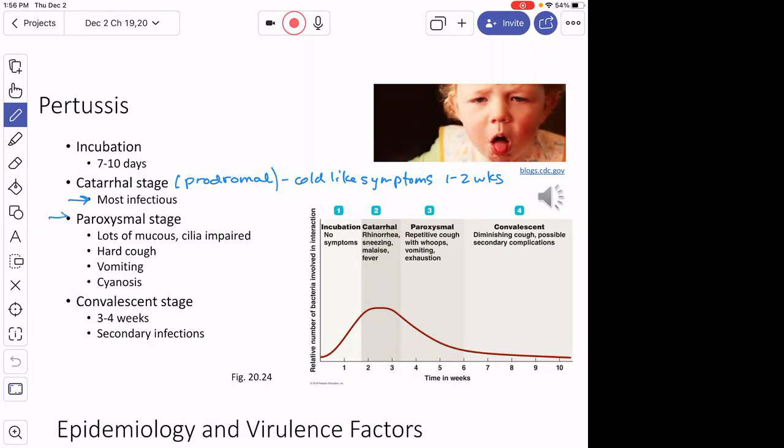The paroxysmal stage, this is another name for the illness stage. So this is when the symptoms are peaking. A paroxysm is a violent fit. So this is the stage of infection where patients get the hard coughing, and that will present itself a little bit differently depending on the age of the patient.